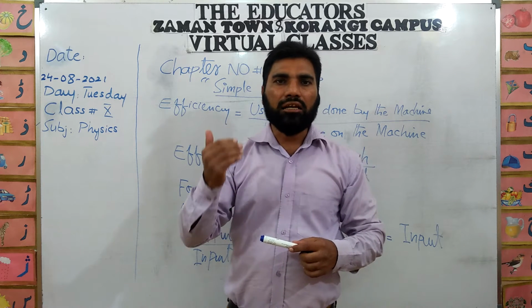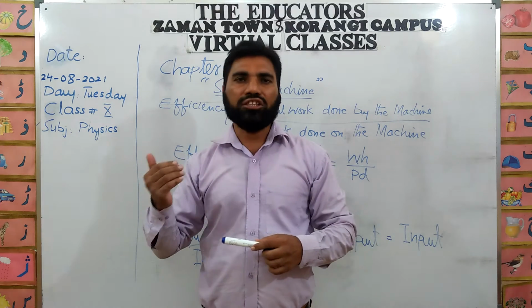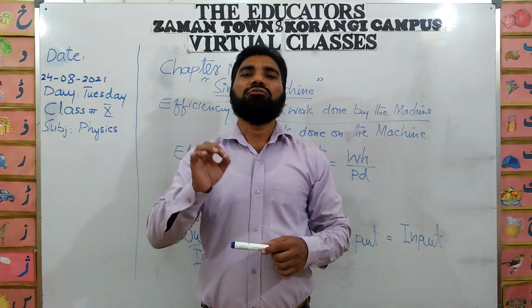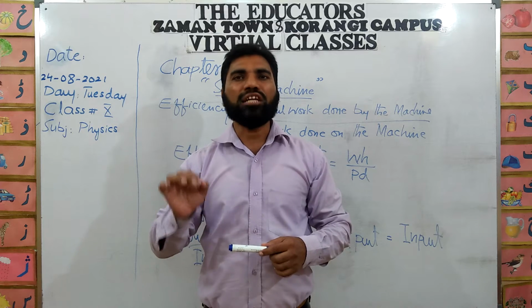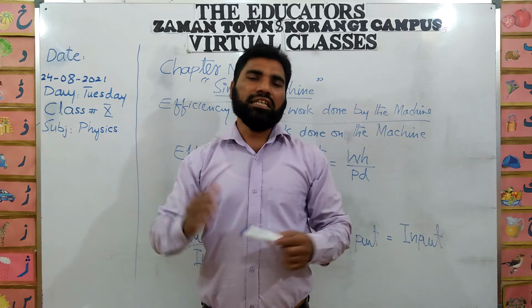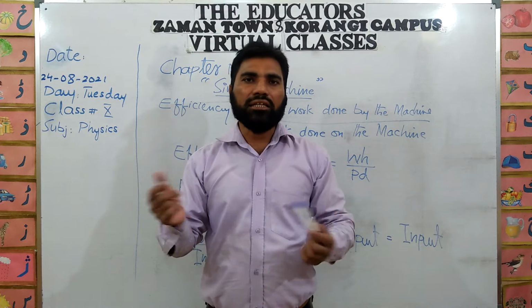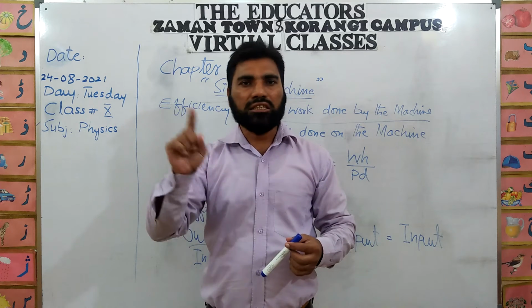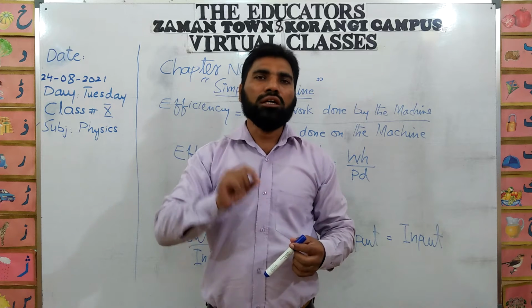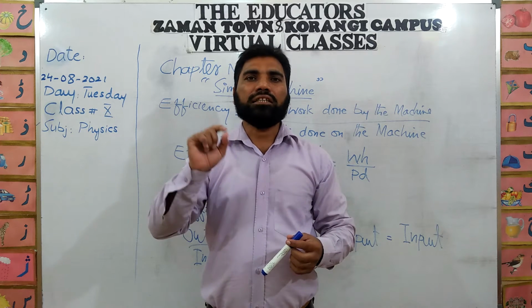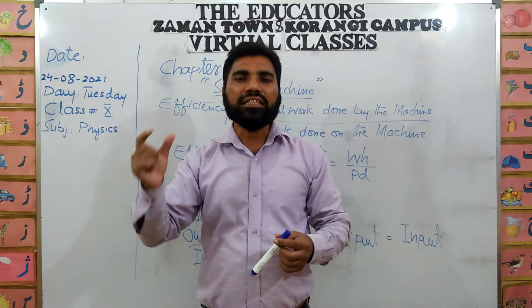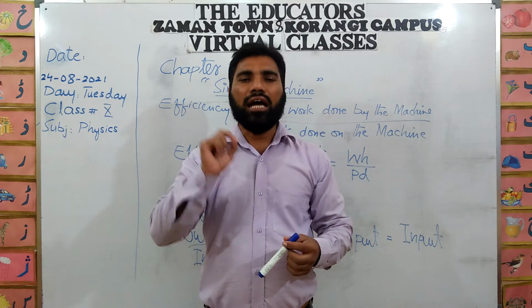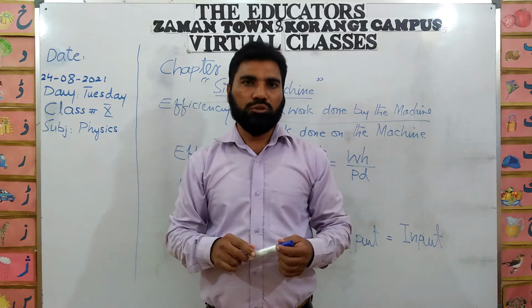I'm going to give you a recap of my last lecture. Last time I told you what a machine is: anything which is useful to human beings to do work easily is called a machine. The force applied on the machine is called effort. The weight a machine lifts, or the resistance it overcomes, is called the load. The work put into the machine is called input, and the work done by the machine is called output.